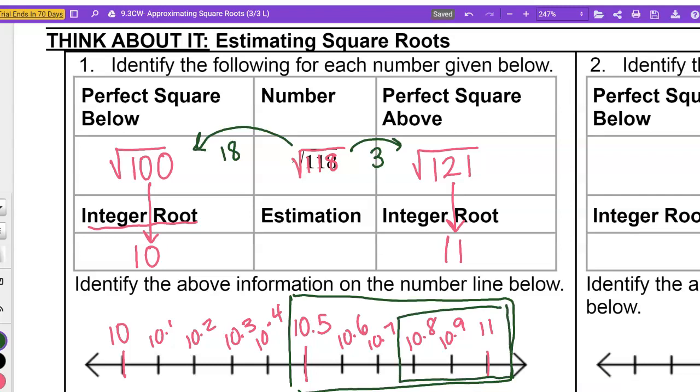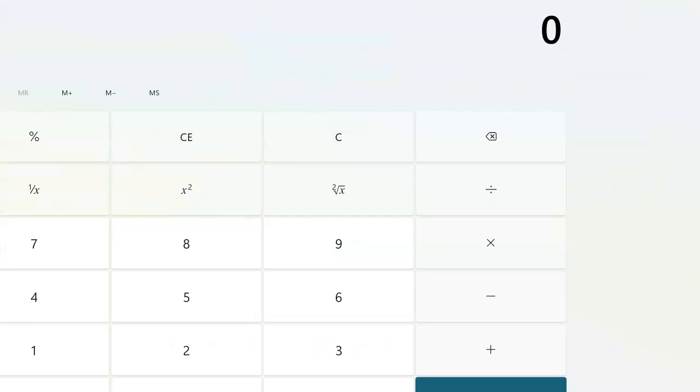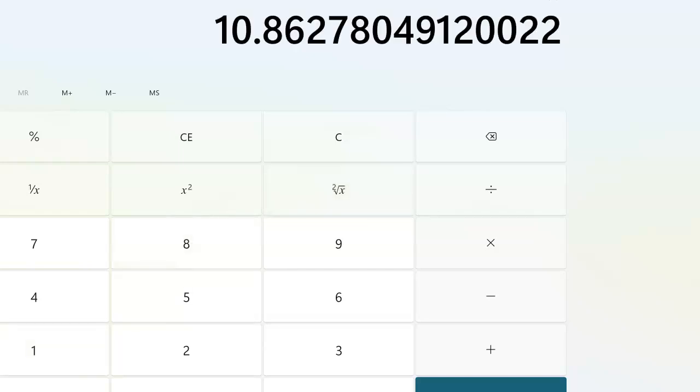So a good estimate for us is actually going to be somewhere around this zone here. And I would go with a guess of 10.9. We can check this on a calculator. So if I try and find the square root of 118, I will see it's 10.86.